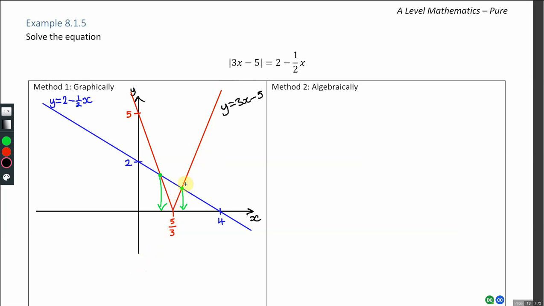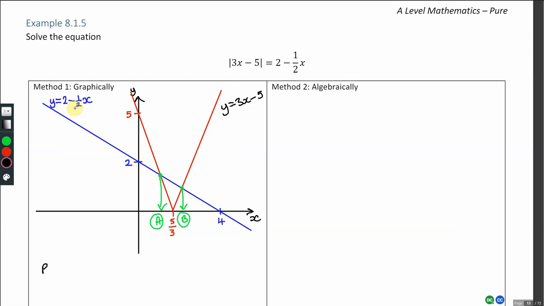So this segment here, this portion, has the equation y equals 3x take 5. We want to know, where does it equal the blue graph, which was 2 minus a half x. So to get, let's label these A and B.